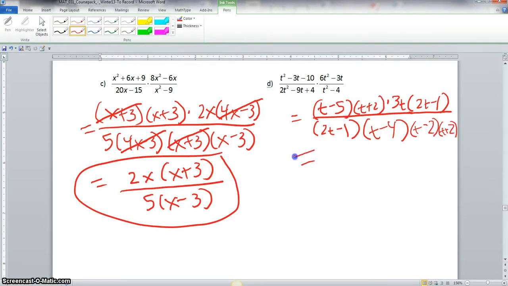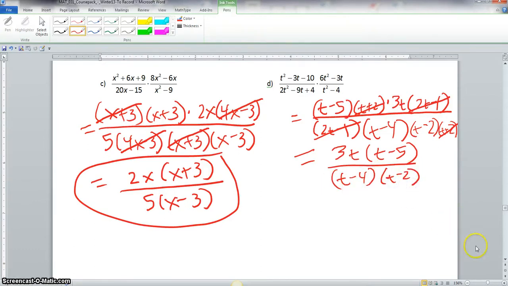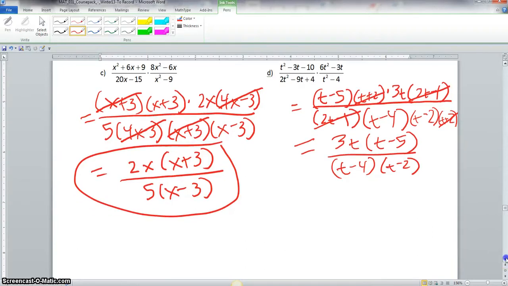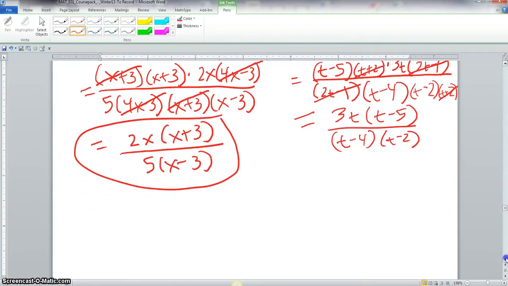Okay, now we simplify out what we have in common. We have t plus 2's in common, and 2t minus 1's in common. So we would be left with 3t times the parenthesis t minus 5 in our numerator. In our denominator, we'll have t minus 4 and t minus 2. And that is our final answer for D.